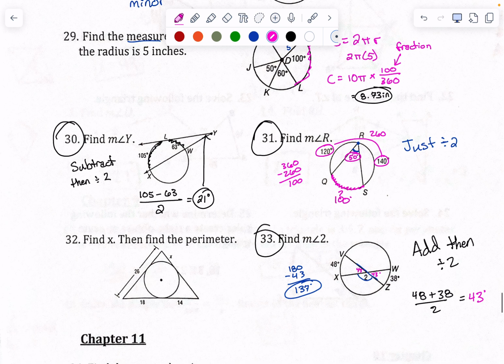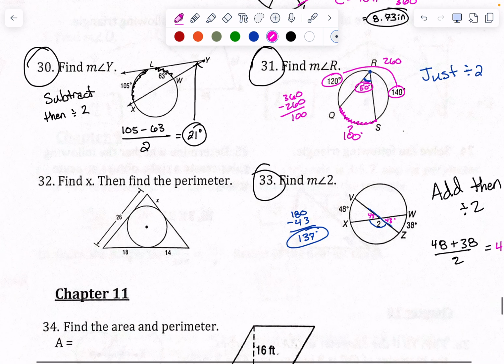So, subtract and divide by 2, add and divide by 2, just divide by 2. We had 32. And 30, is this the same homework problem? Yeah. Well, hey, how about that?